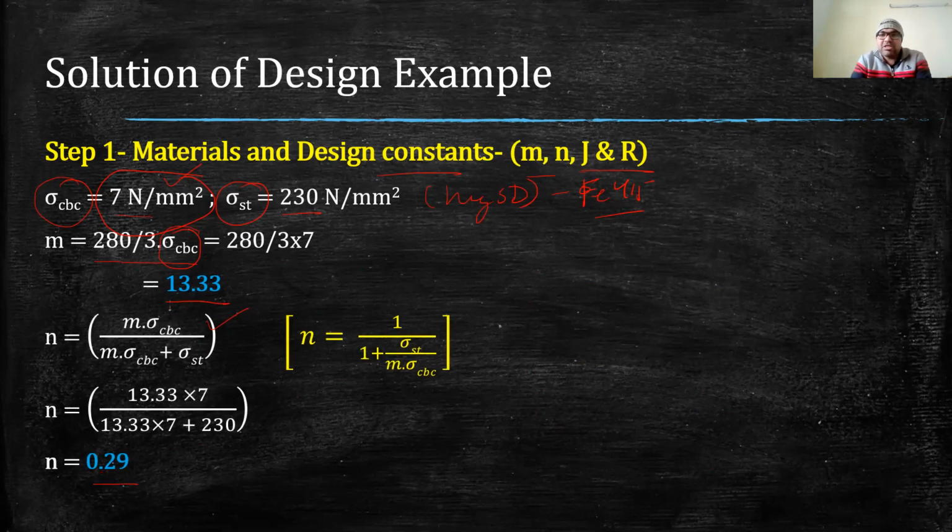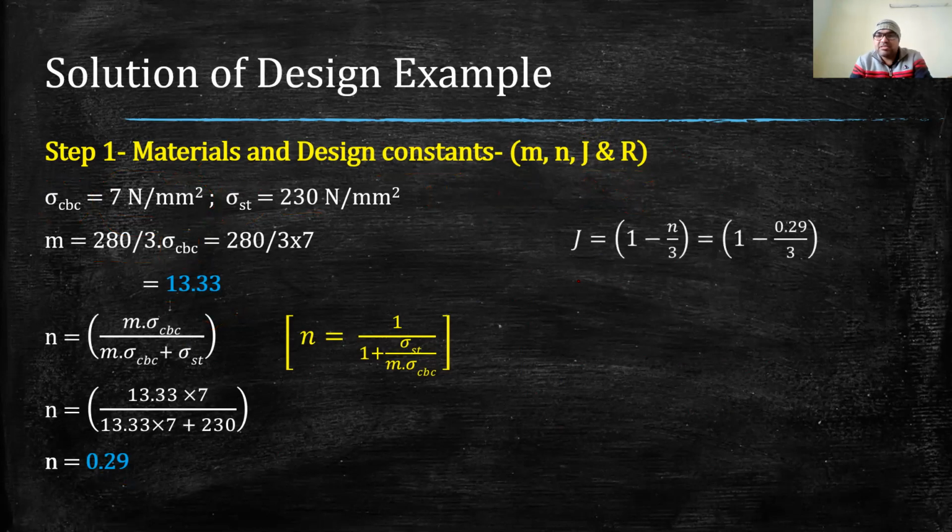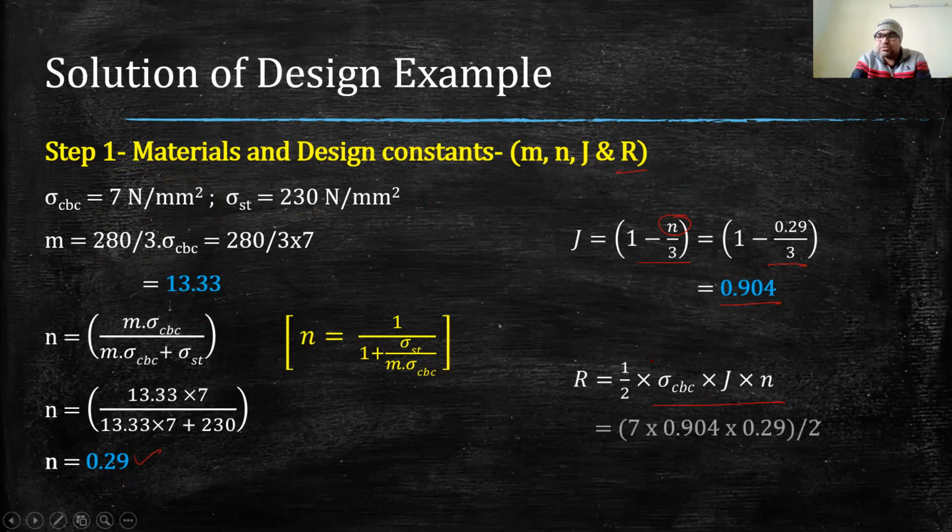Now the next design constant will be J, which is the lever arm factor. The formula for J is 1 minus N by 3. N we have already calculated from here. So putting the value, we get the value of J as 0.904. After that, we will find out the fourth design constant, which is called the resisting factor. R is half sigma CBC J into N. We have all the values, so putting the value, we get the value of R as 0.91.